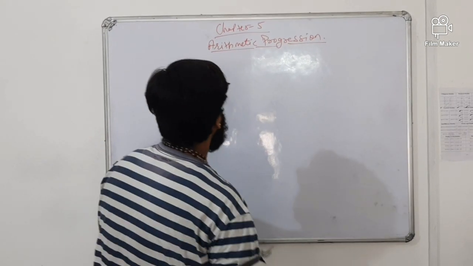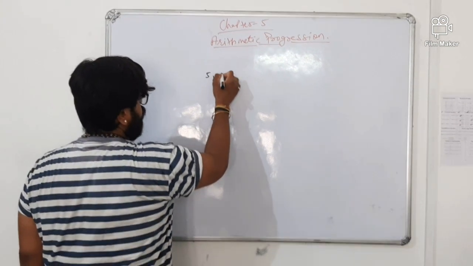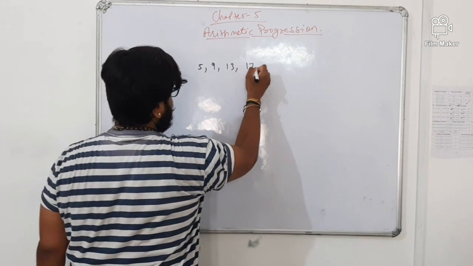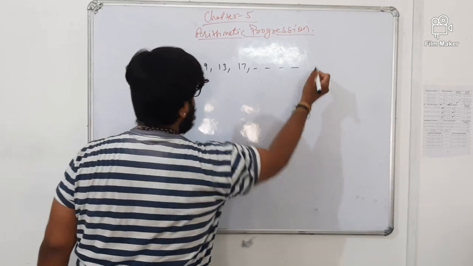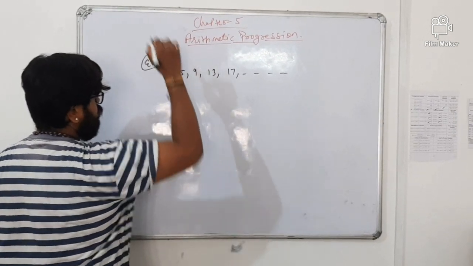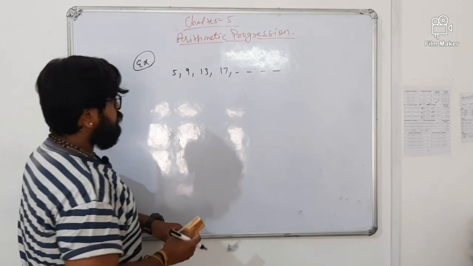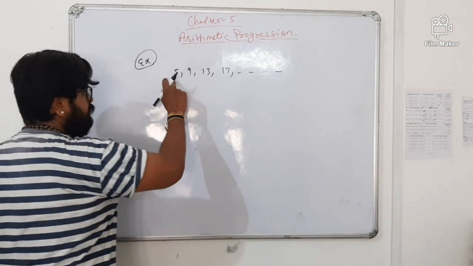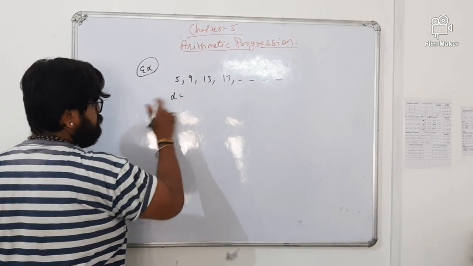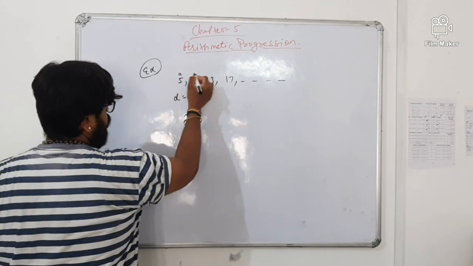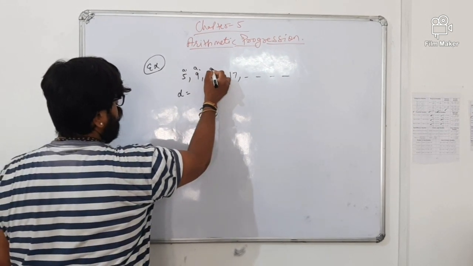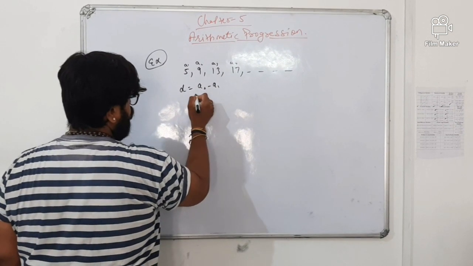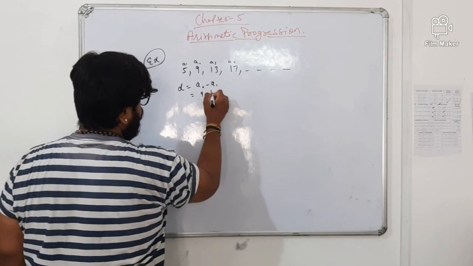Just take an example: 5, 9, 13, 17, this series goes on. Now if we want to check whether this given series is an AP or not, how can we check? First we will find the d. d means common difference. This is A1, A2, A3, A4. So A2 minus A1 is the formula. Check: 9 minus 5.